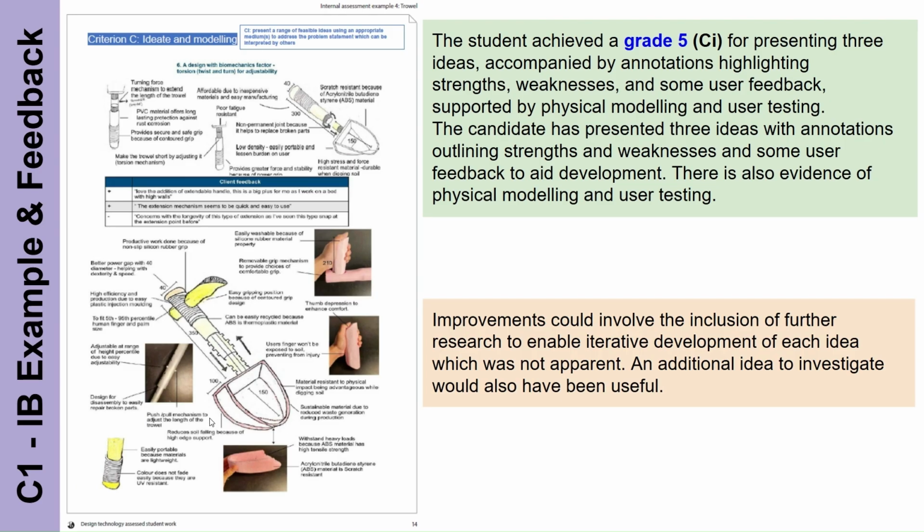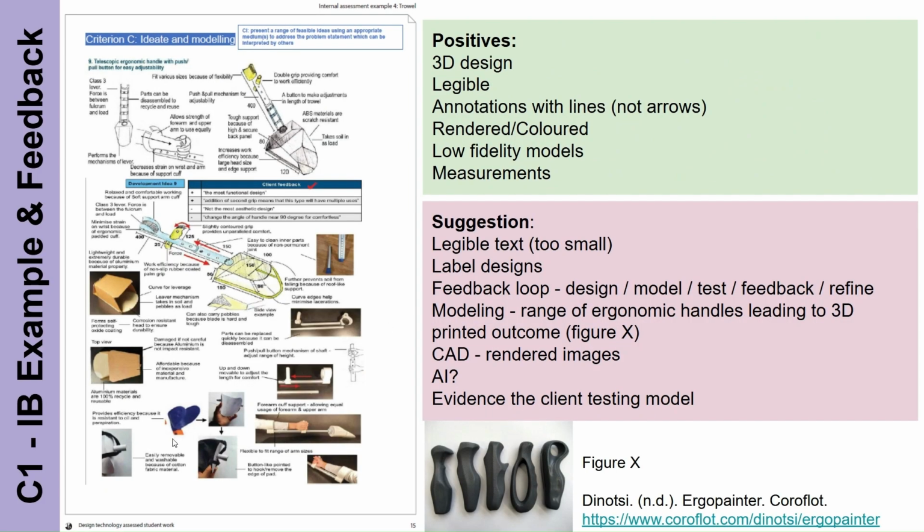So again, with this one there's probably a bit more, a similar amount of modeling here. What they could have done to improve this particular example: the positives are it's 3D model and sketches, it's legible, annotations with lines, they're not arrows, so use lines, please. It's rendered and colored, so it just makes it stand out a bit more. There's low fidelity modeling done, and there are also measurements on the design work.